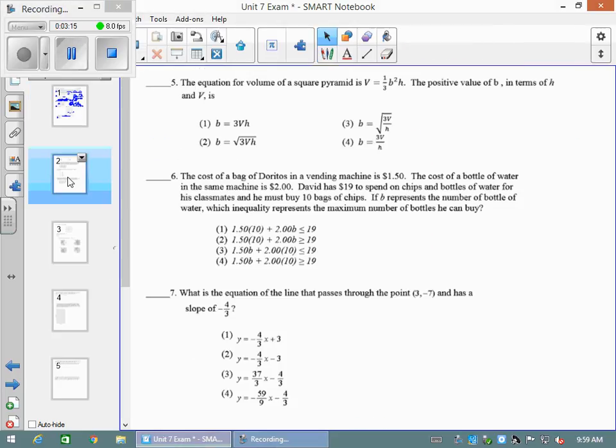Okay, so let's take a look at question 5. So we have the equation for the volume of a square pyramid. V equals 1/3 b squared times h. And we want to solve for the positive value of b. So we want to get the b of the whole.